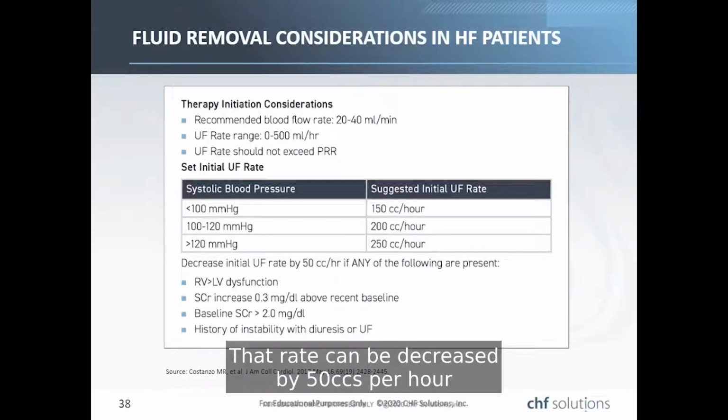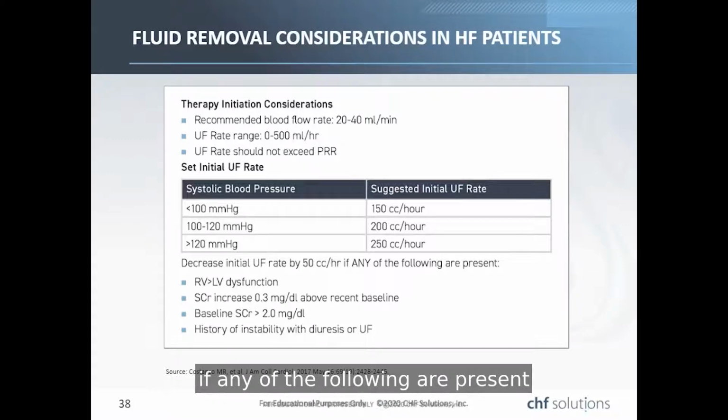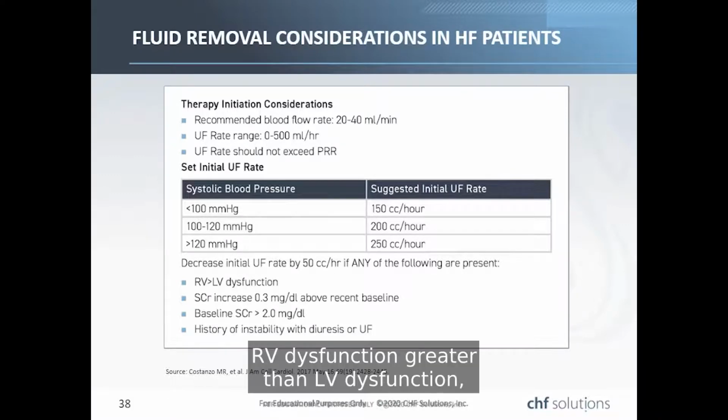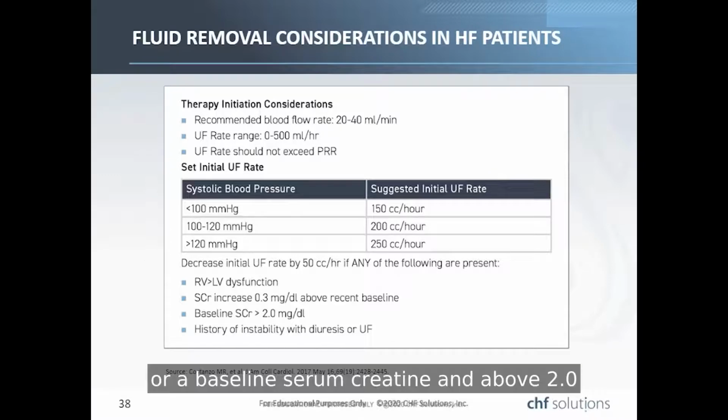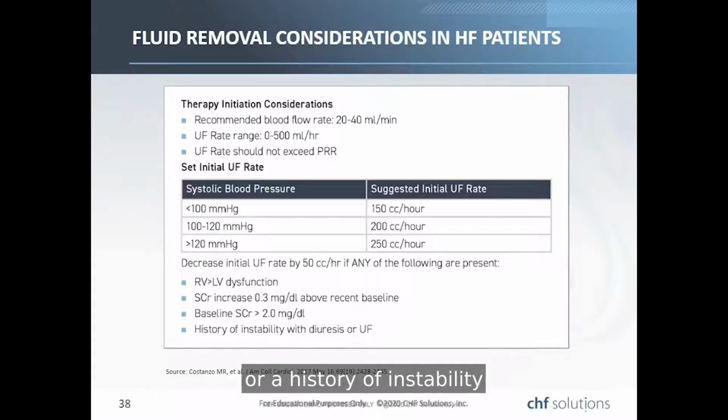That rate can be decreased by 50 cc's per hour if any of the following are present: RV dysfunction greater than LV dysfunction, serum creatinine increase of 0.3 above baseline, or a baseline serum creatinine above 2.0, or a history of instability with diuresis or ultrafiltration.